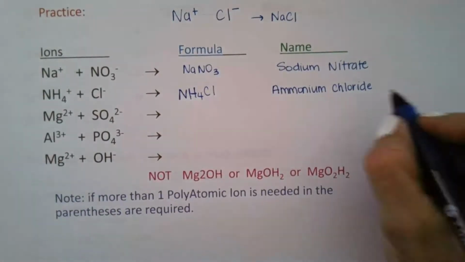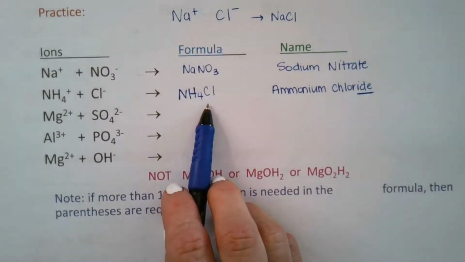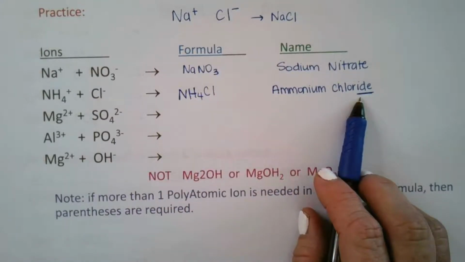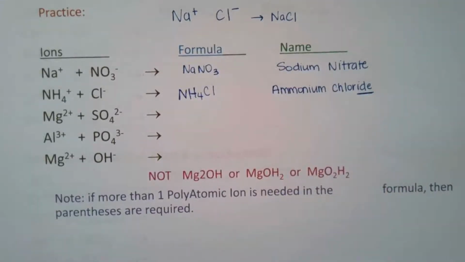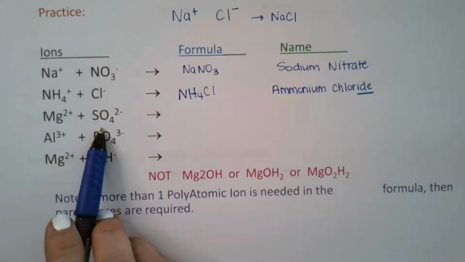Notice my ending on chlorine is IDE because I'm not talking about chlorate or perchlorate or hypochlorite. I am talking about just plain old Cl minus, and just plain old Cl minus has the IDE ending. For our next, Mg2 plus and SO4 2 minus, we would crisscross and reduce these. So our 2 to 2 cancels out and we end up with, once again, just MgSO4.